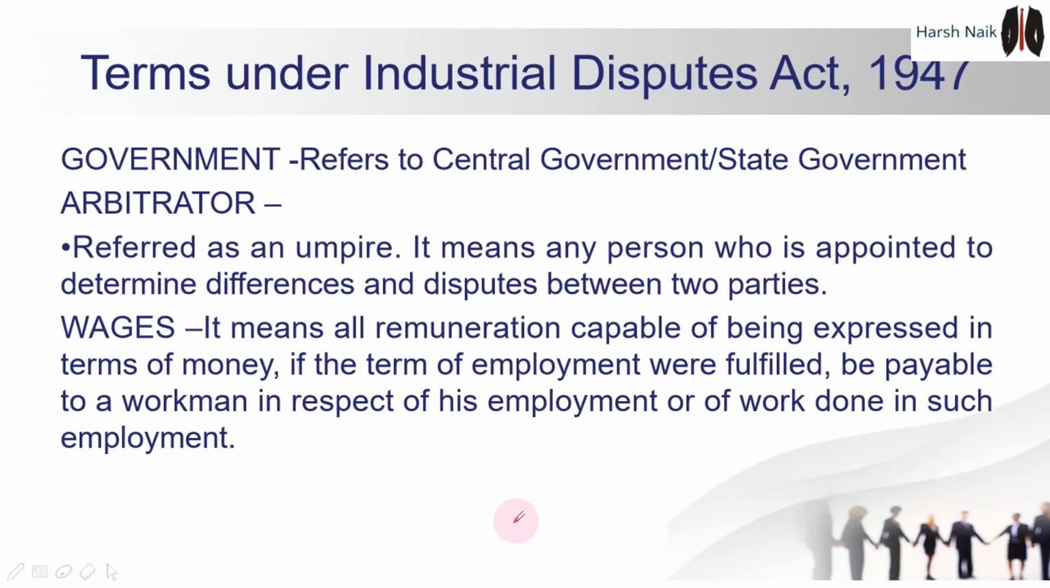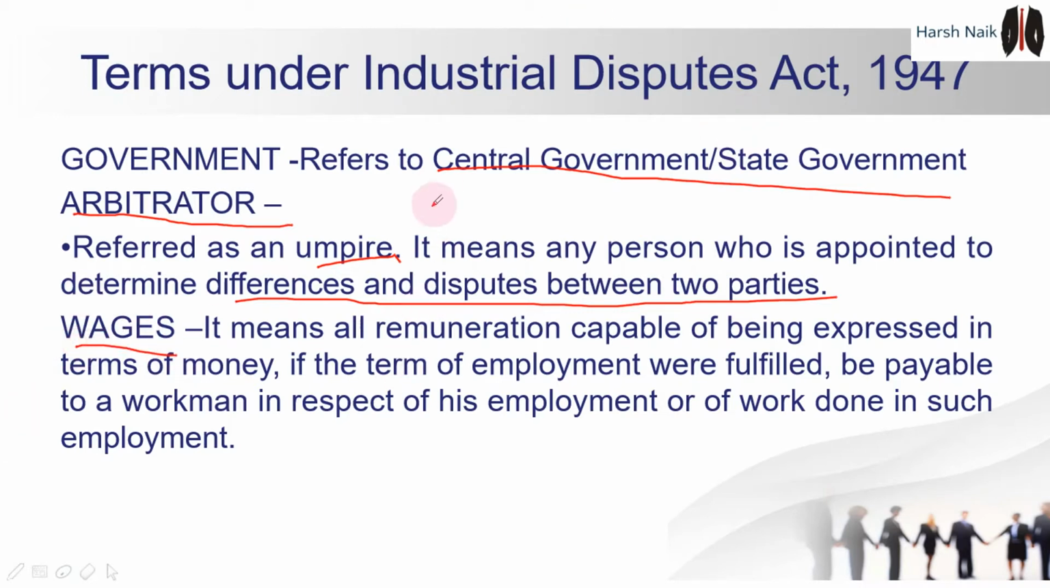Now there are some important terms or definitions which are related with the Industrial Disputes Act, right? These definitions are related with the central or state government, right? They have given those definitions. One of the definitions or elements is arbitrator. Basically this arbitrator is referred to as an umpire. It means a person who is appointed to determine differences and disputes between two parties. If there are disputes, then there will be one person in between those two parties who will determine some conclusive actions, right? That is called an arbitrator.